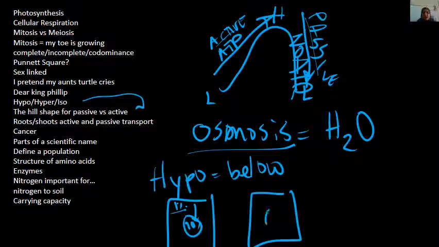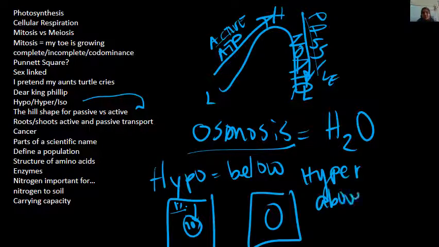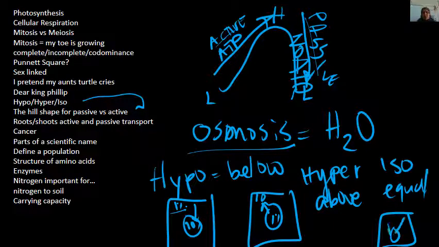If I say hypertonic, hyper means above. And so if I say above, that means this number will be 10, this number will be 1, water moves out. And then of course, if I say iso, iso means equal. And so for isotonic, water moves in, water moves out because the numbers are the same.